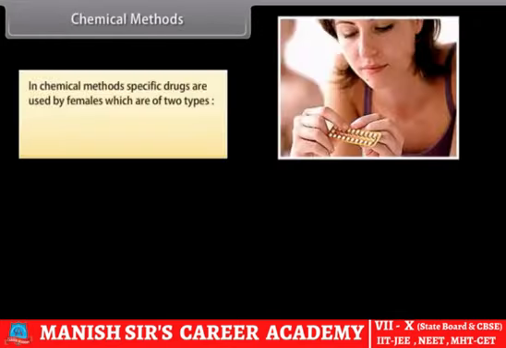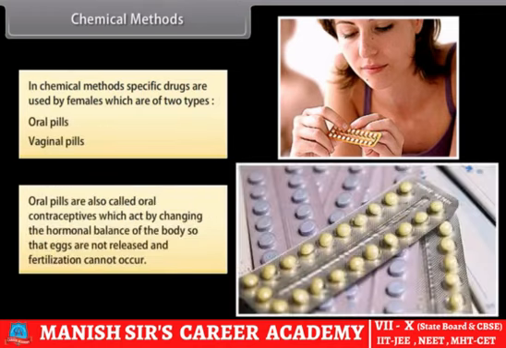Chemical methods. In chemical methods, specific drugs are used by females, which are of two types: oral pills, vaginal pills. Oral pills are also called oral contraceptives, which act by changing the hormonal balance of the body so that eggs are not released and fertilization cannot occur.